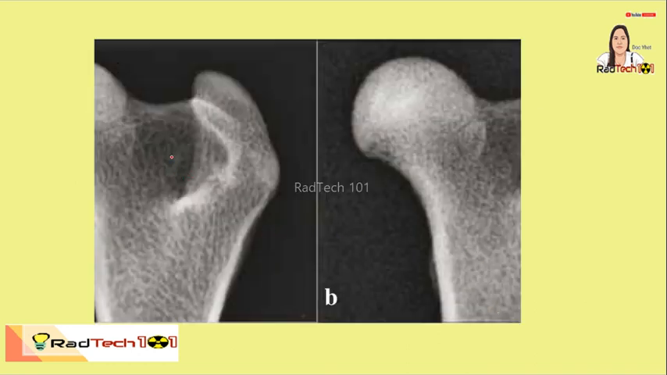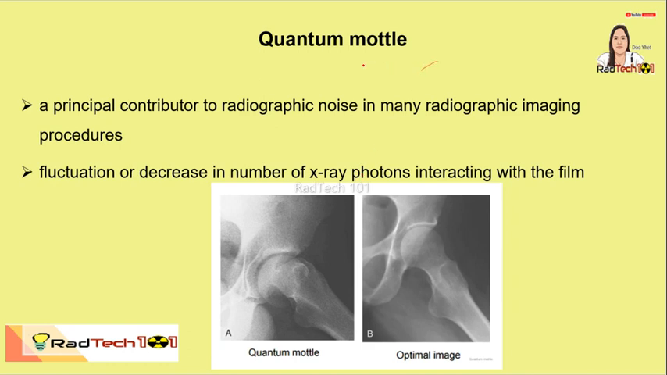So ito yung halimbawa ng ating graininess. So, para siyang may mga grains. So hindi clear ang structure ng image. As for quantum mottle, it is the principal or the main contributor to radiographic noise. It is caused by fluctuation or decrease in the number of X-ray photons interacting with the film. As you can see here, ito yung magandang image, ito naman maraming noise.